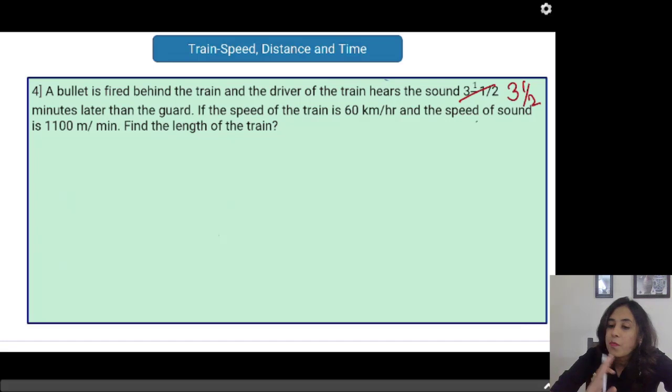So guys, again, this is a very, very easy question, which is dealing with relative speed and conversion of kilometers per hour into meters per second or meters per minute. So guys, your time starts now.